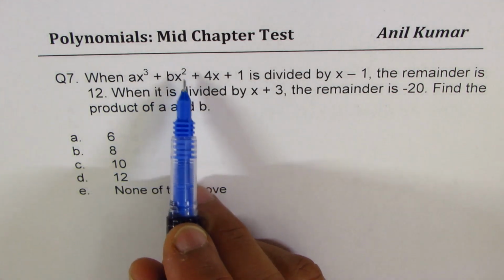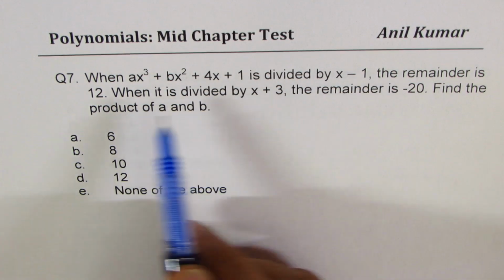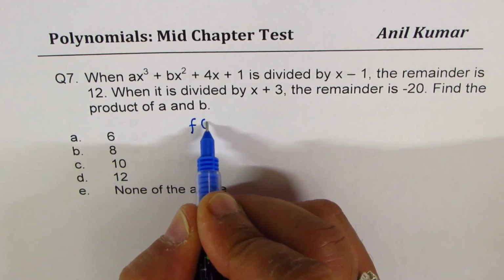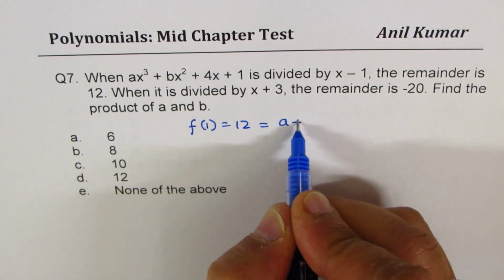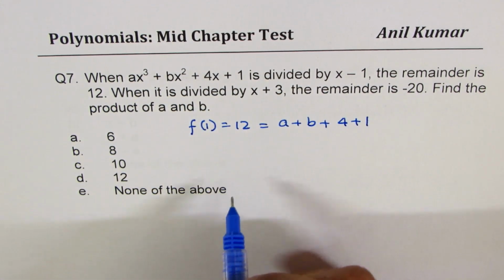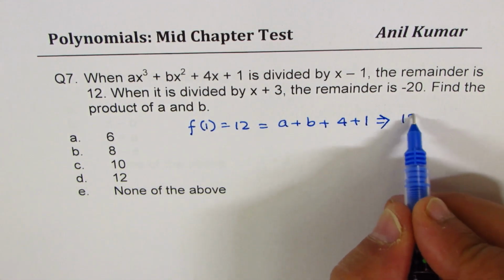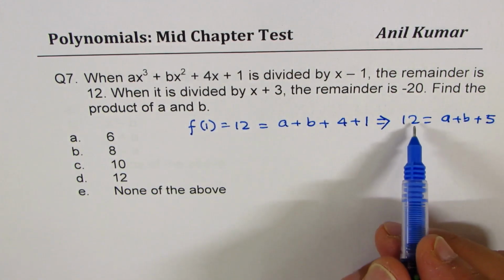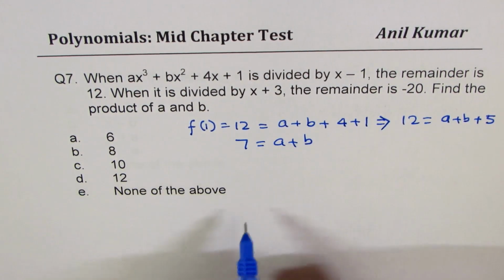When ax cubed plus bx squared plus 4x plus 1 is divided by x minus 1, the remainder is 12. That really means that f of 1 equals 12. So if I substitute 1 here, I get a plus b plus 4 plus 1, which gives me 12 equals a plus b plus 5. Bringing 5 to this side, we get 7 equals a plus b. So that is one equation.